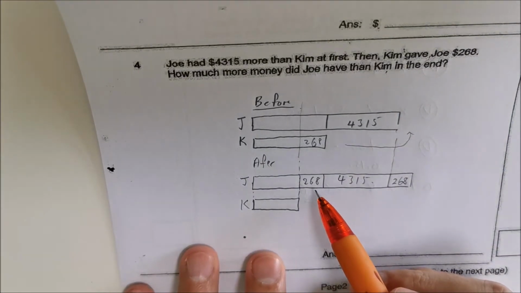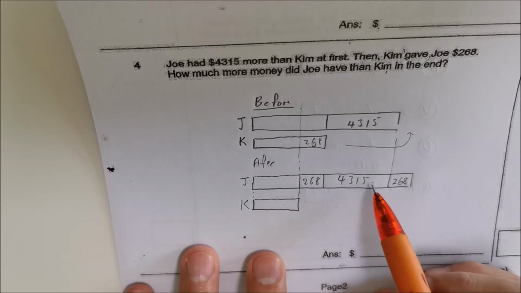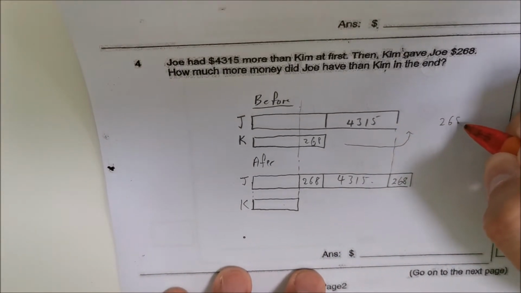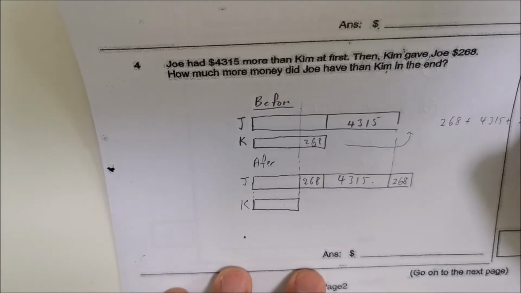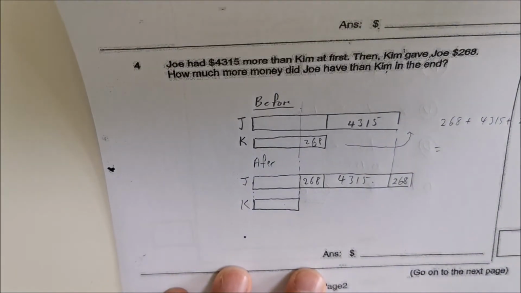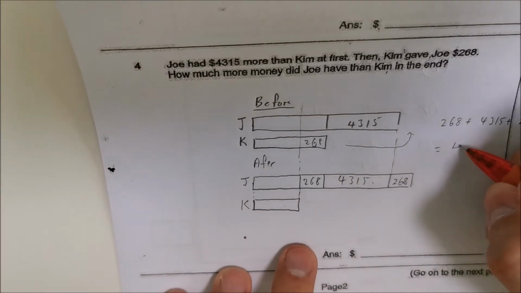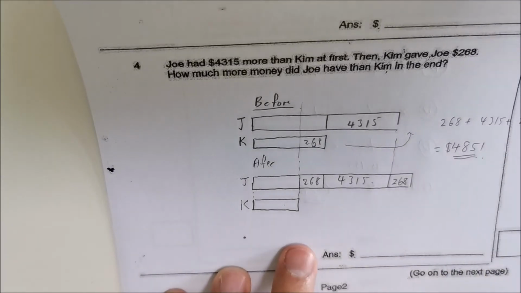So how much more money did Joe have than Kim at the end? Can you see that this is the difference? You just have to add up 268 plus 4315 plus 268. Okay, and that will be $4,851.